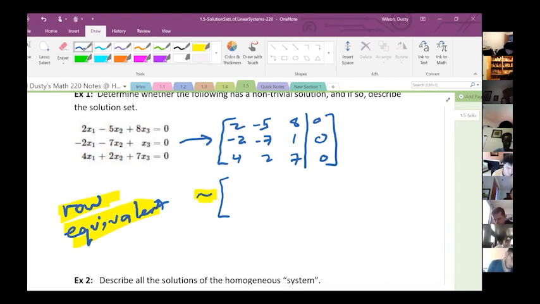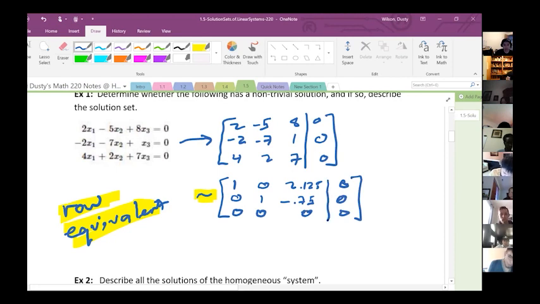I've got from Ahmed on the first row, 1, 0, and then 2.125. I think that's, yes, 2.125, and then 0, 1, minus 0.75, 0, 0, 0, and then 0, 0. One thing you'll note is that if you're solving a homogeneous system, the zeros on the right side are always just going to stay zeros. Nothing is going to change there. Those are always the same.